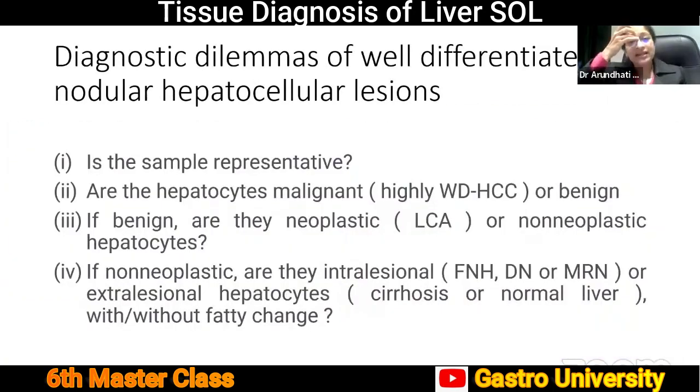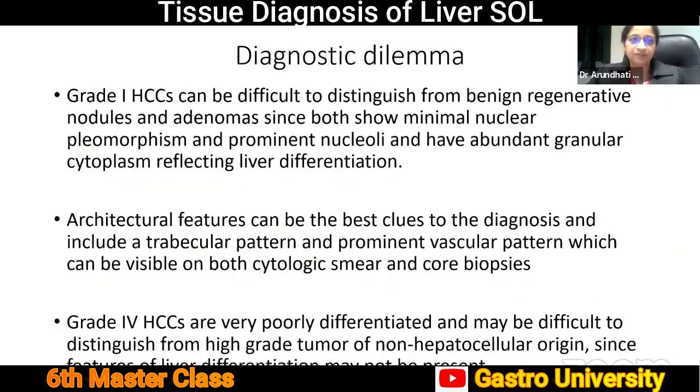So the diagnostic dilemmas of a well-differentiated nodular hepatocytic lesion, there are a couple of things that come into mind. Is the sample representative of the lesion? Are the hepatocytes malignant or are they benign? If they are benign, are they neoplastic? As in, do they represent an adenoma or are they non-neoplastic hepatocytes? And if non-neoplastic, are they from within the lesion or are they extra-lesional?